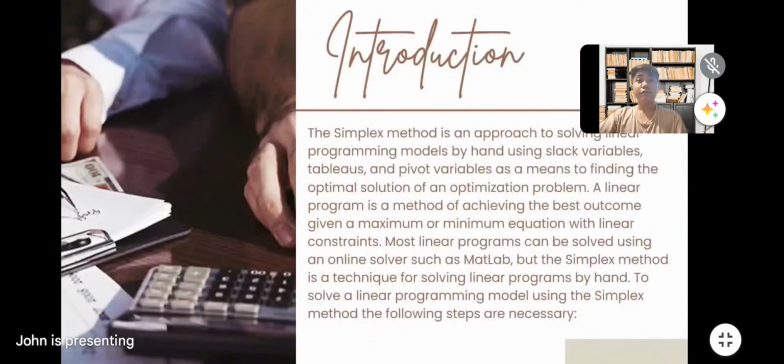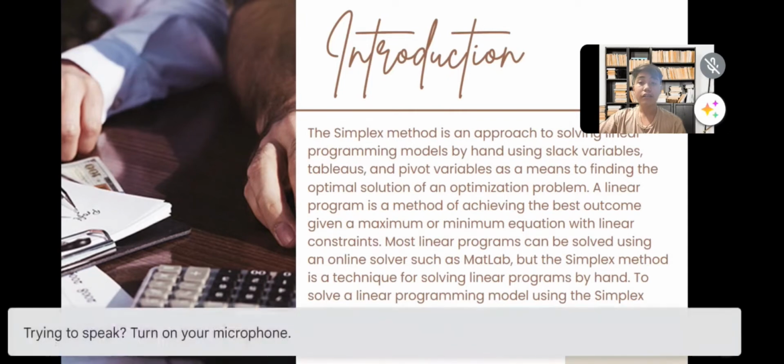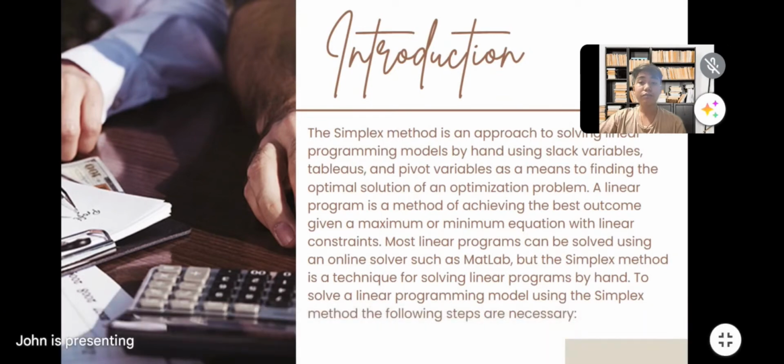So, for introduction, the simplex method is an approach to solving linear programming models by hand using slack variables, tableau, and pivot variables as a means to finding the optimal solution of an optimization problem. A linear program is a method of achieving the best outcome given a maximum or minimum equation with linear constraints. Most linear programs can be solved using an online solver such as MATLAB, but the simplex method is a technique for solving linear programs by hand.